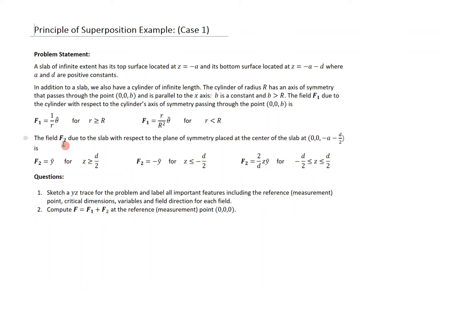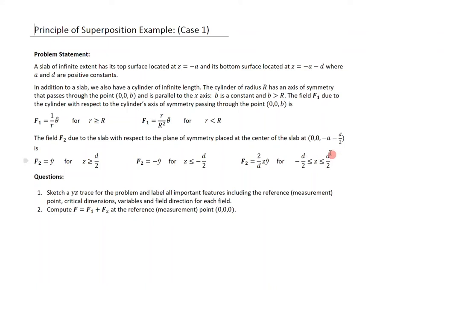For the field F2 due to the slab with respect to the plane of symmetry, and we're placing that at the center of the slab, which is at this location, we end up basically with a field distribution that looks like this. So we have above the slab, below the slab, and any point between the top and bottom of the slab. Again, this will be determined later on in the course.